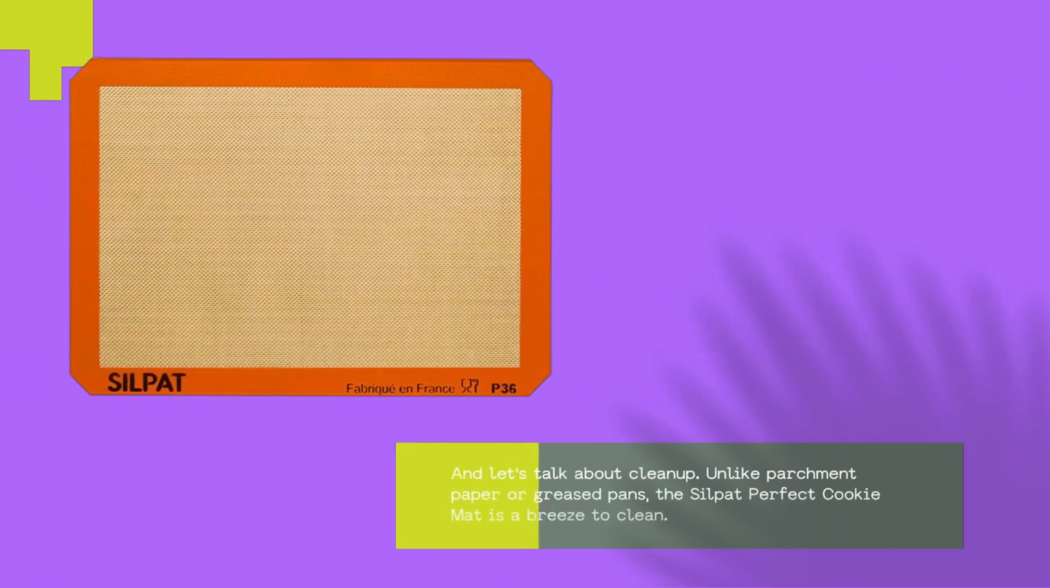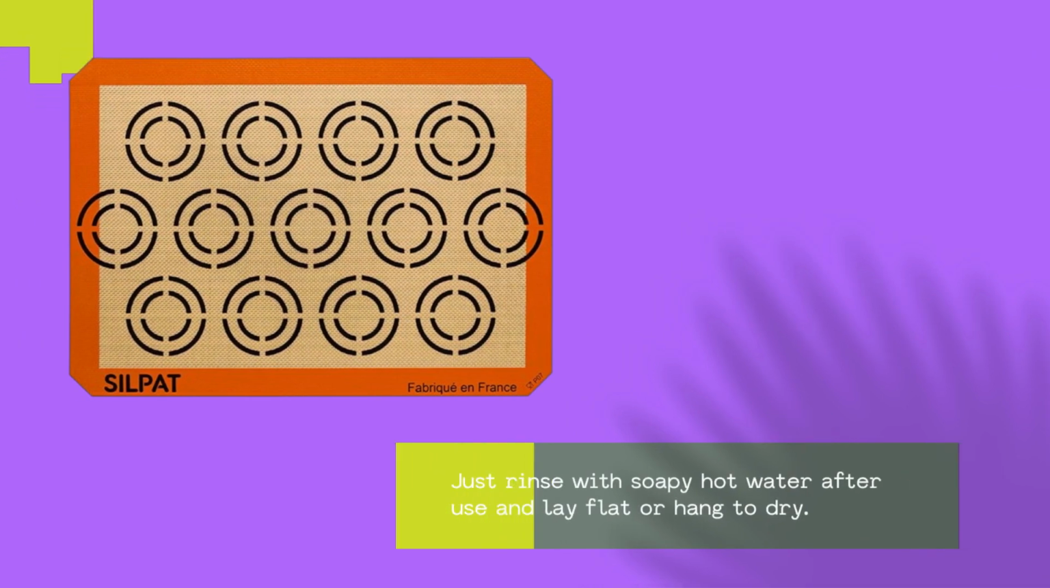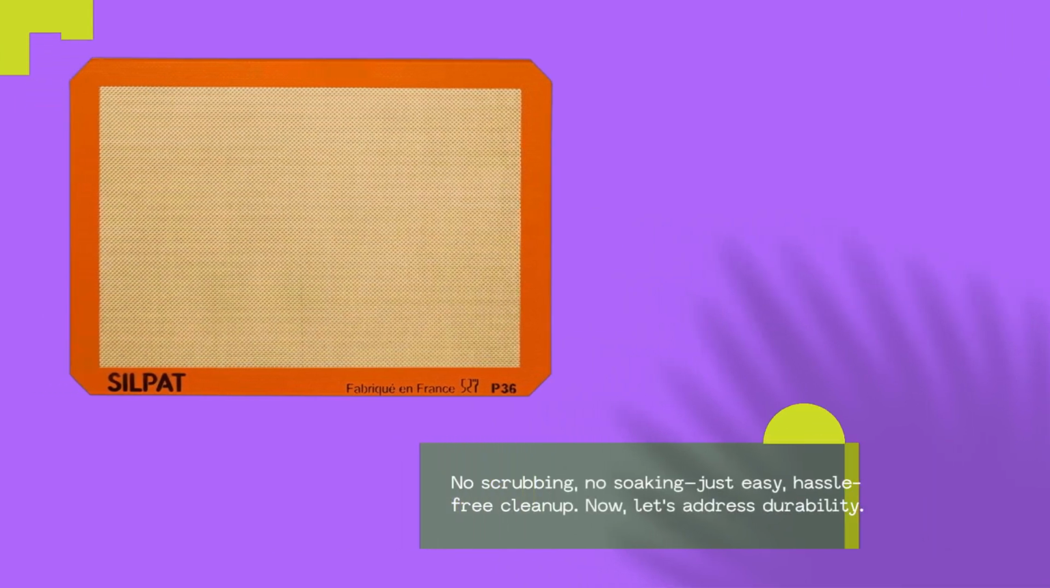And let's talk about cleanup. Unlike parchment paper or greased pans, the Silpat Perfect Cookie Mat is a breeze to clean. Just rinse with soapy hot water after use and lay flat or hang to dry. No scrubbing, no soaking, just easy, hassle-free cleanup.